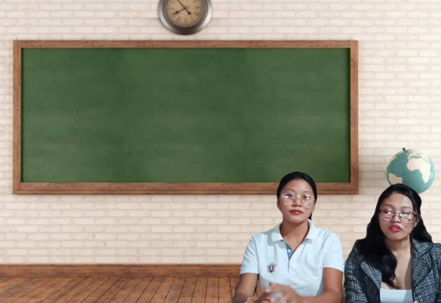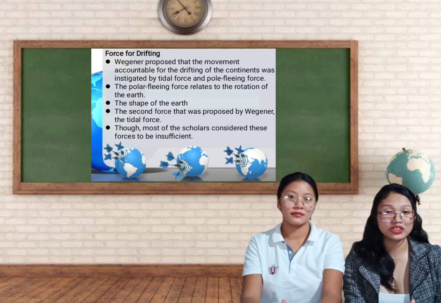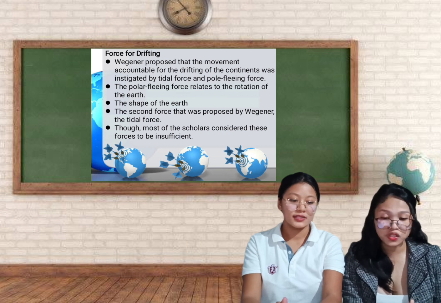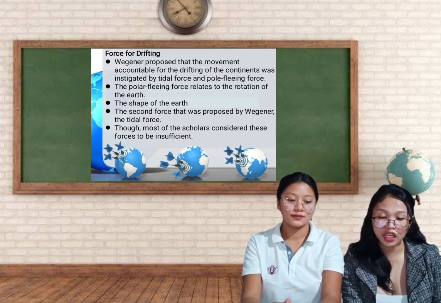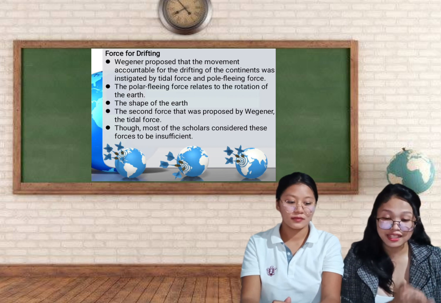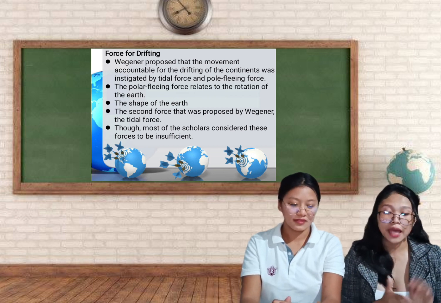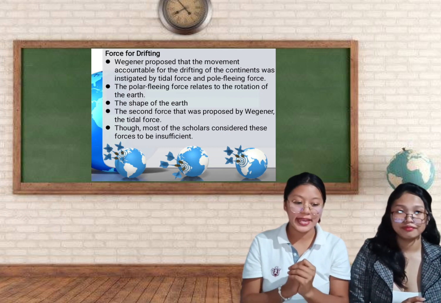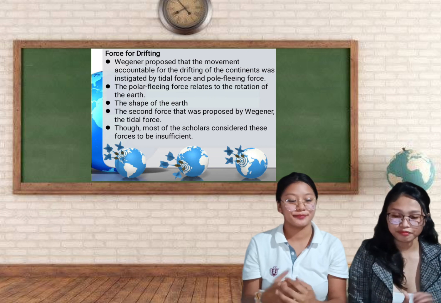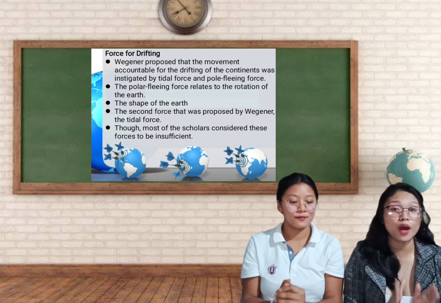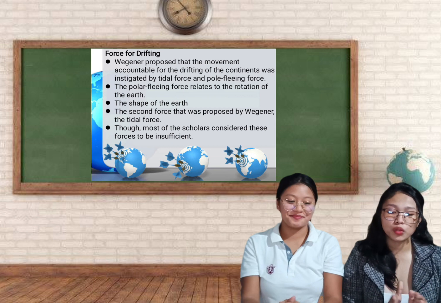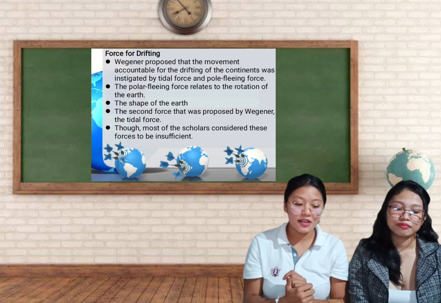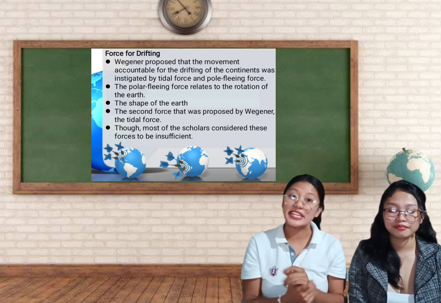Next is the force for drifting. Wegener proposed that the movement accountable for the drifting of the continents was instigated by tidal force and pole fleeing force. The polar fleeing force relates to the rotation of the Earth, and also the shape of the Earth. The second force that was proposed by Wegener is the tidal force. Though most of the scholars consider these forces to be insufficient.